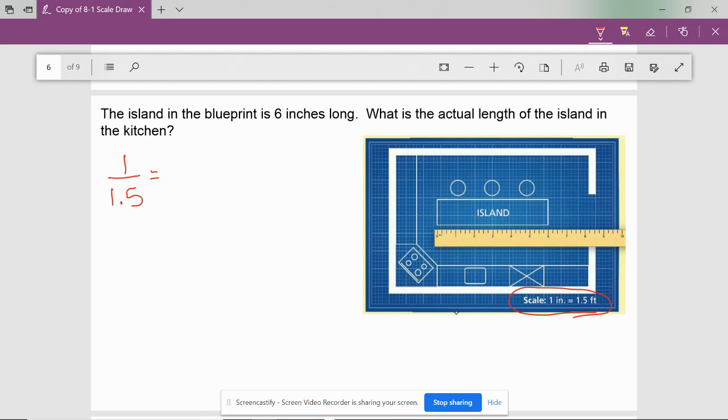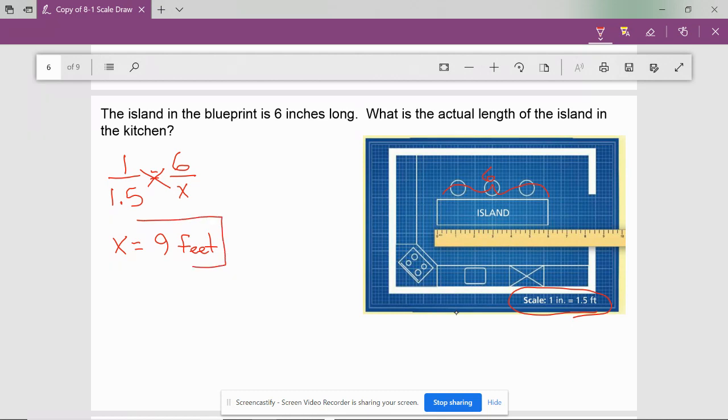6 inches. It's telling us what it is on our diagram. That's 6 inches, that's our actual diagram, and then we're looking for the actual length. We can put anything in there. I can put x in there if I want. At this point, we're just going to cross multiply. 1 times x is x. So x equals 1.5 times 6, which gives us 9 feet.